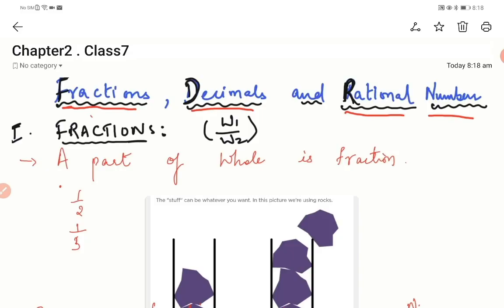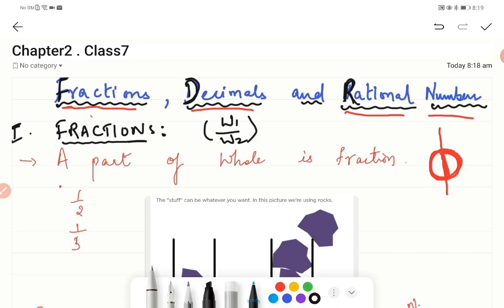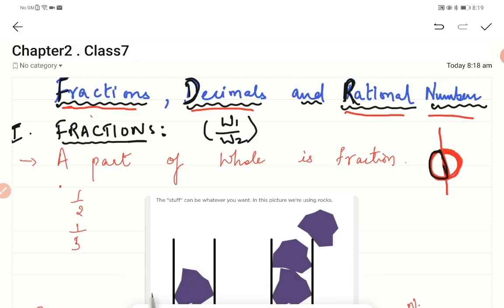Fraction, you know what? You have this whole part. So this is one whole. The part of this whole is a fraction. That is, if I divide this whole circle into two halves, this becomes one half and this is the other half, isn't it? So this is one half, and this is the other half. One is in black and the other is in red.